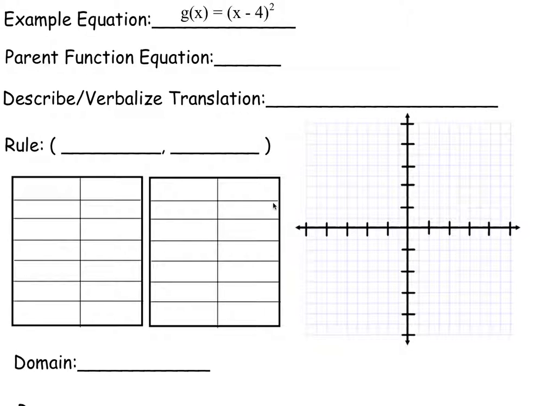Example of a quadratic function with a horizontal translation. So we have our original function g of x, which equals the quantity of x minus 4 all squared. And we want to identify the parent function. Well, this is going to be a quadratic function, so it's going to be the shape of a U, a parabola.